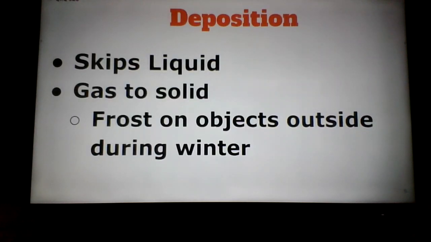Going from gas to solid, skipping the liquid phase, that is called deposition. Ready?